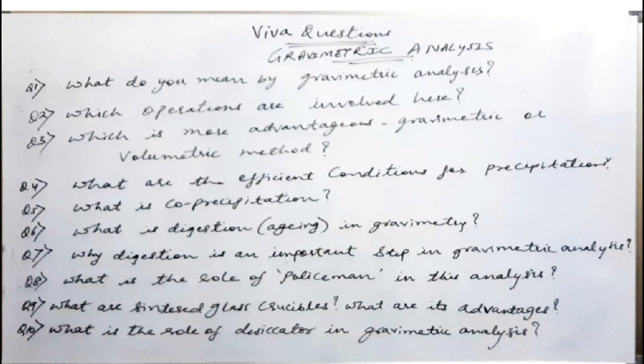Hello students, in this video you'll come to know certain important Viva questions related to gravimetric analysis. The first one: what do you mean by gravimetric analysis? Gravimetric analysis, as the name implies, involves the estimation of a substance by the process of weighing, the substance usually being precipitated in some form or the other, right?